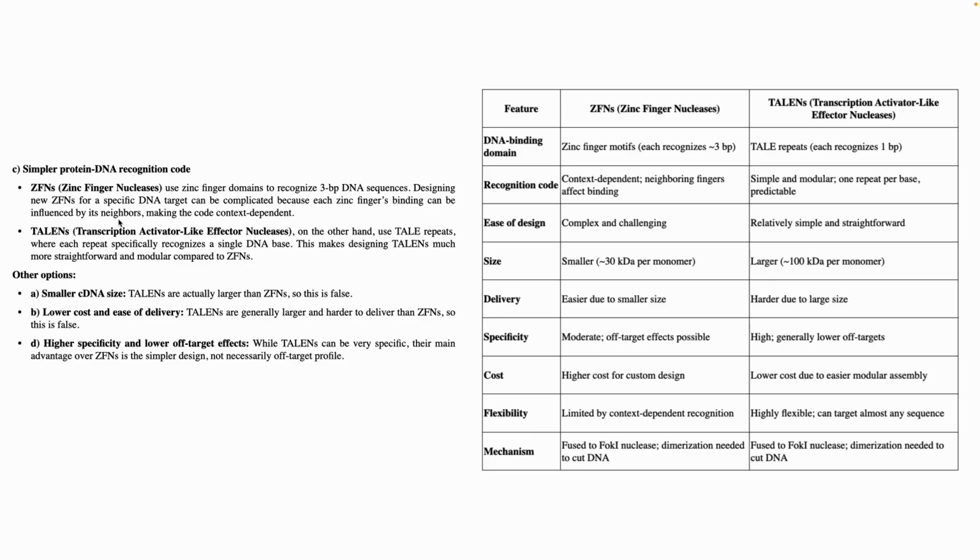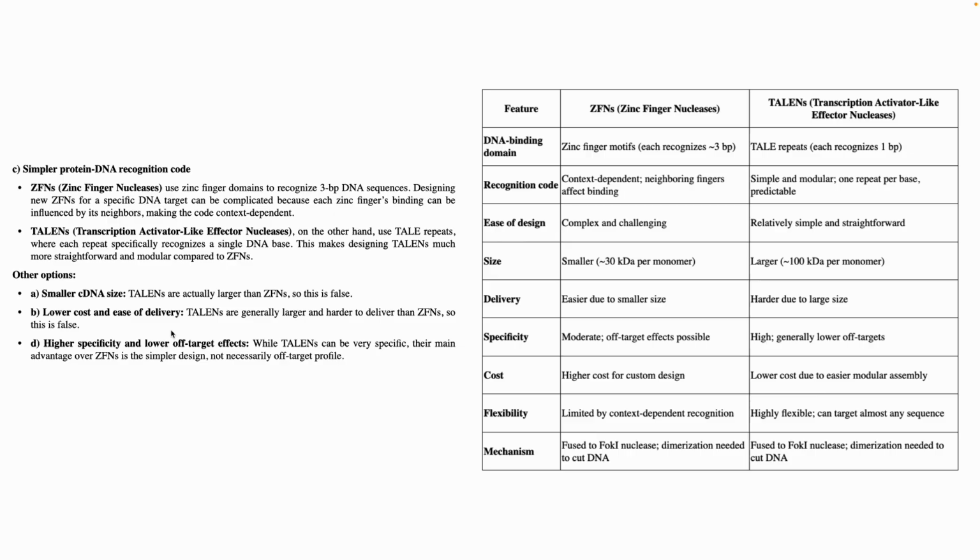In case of a TALEN, each TALEN repeat goes and binds to one specific DNA base pair, and this is not affected by its neighbors. So these TALENs on the other hand use the TAL repeats, where each repeat specifically recognizes a single DNA base. This makes designing TALENs much more straightforward and modular compared to ZFN.